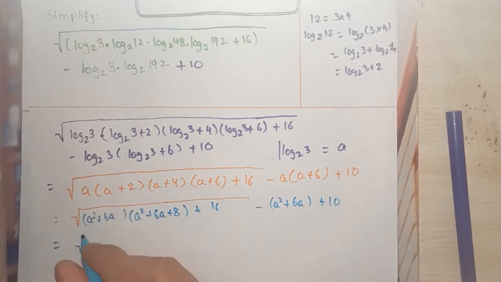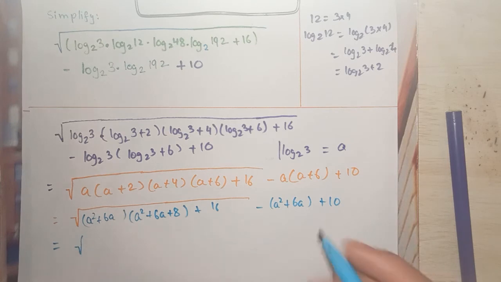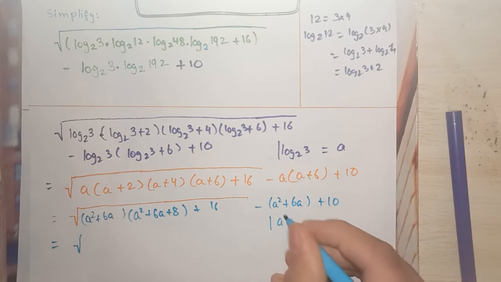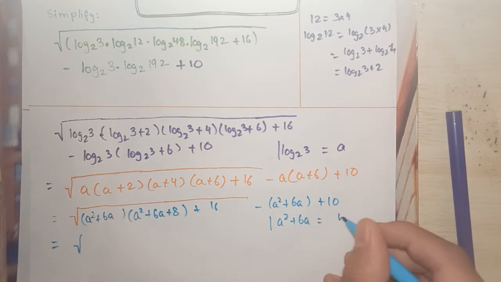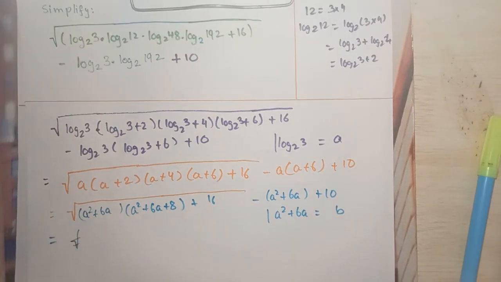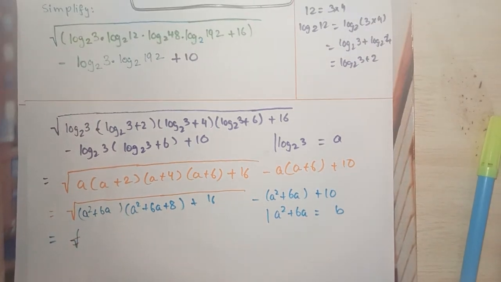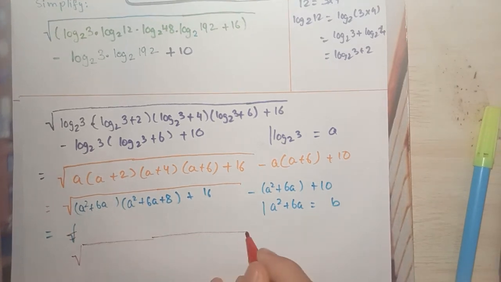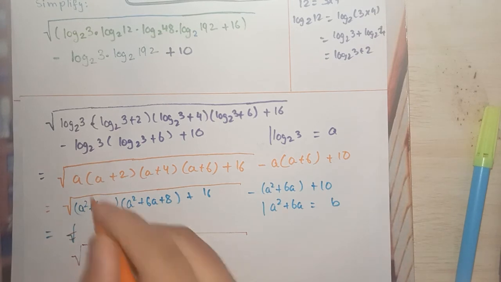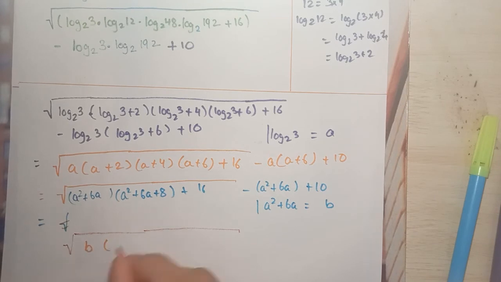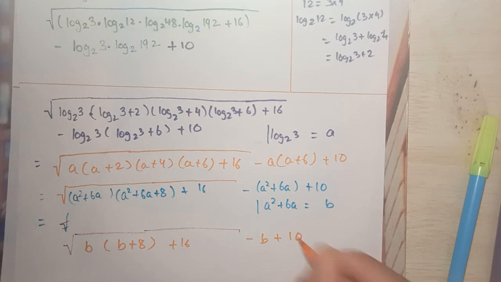Now let's go ahead and do another algebraic substitution. a squared plus 6a, a squared plus 6a. We can write a squared plus 6a as b. Now let me change colors here. Magenta would be good. So, that's not working. No problem. So wherever we see a squared plus 6a, we write b here. So that's b times b plus 8 plus 16 minus b plus 10.